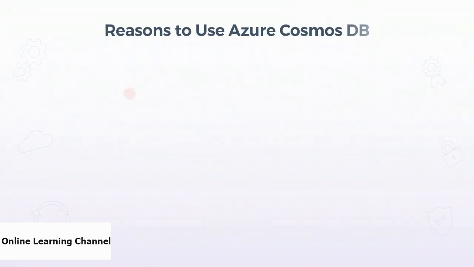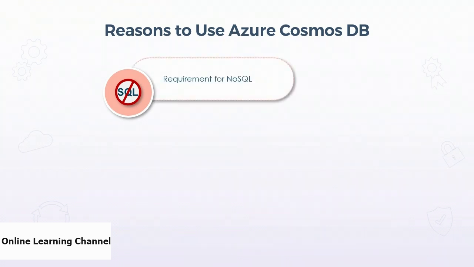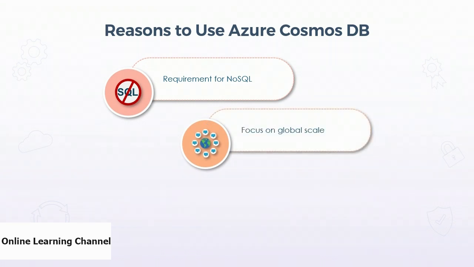So why Azure Cosmos DB? Why would you choose to use this database over any other? Well, first you would choose Cosmos DB if you have a requirement for NoSQL, or at least if your project requirements are satisfied by using a NoSQL system. You'd also choose Cosmos DB if you have a focus on global scale. Cosmos DB is one of the more core features of Azure, and so it's readily available in just about every data center in the world.